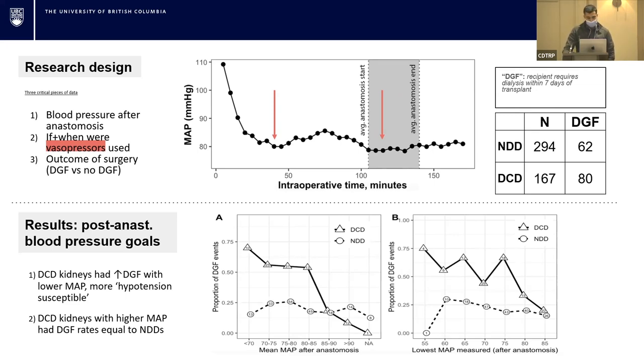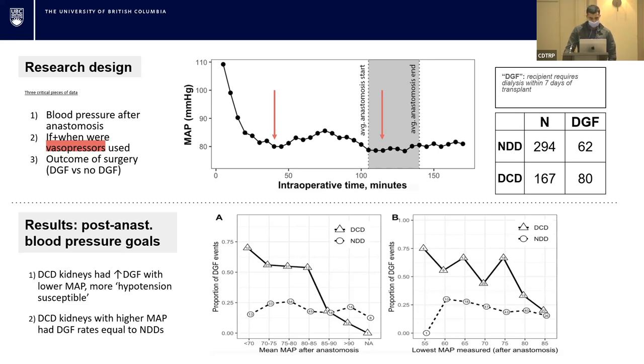The second thing we got is whether vasopressor drugs were used in a patient's surgery. Those are drugs that increase the mean arterial pressure. And then the last thing we got is our outcome for each patient, DGF or delayed graft function. That's when a patient's kidney doesn't work and they need dialysis within a week of the transplant.